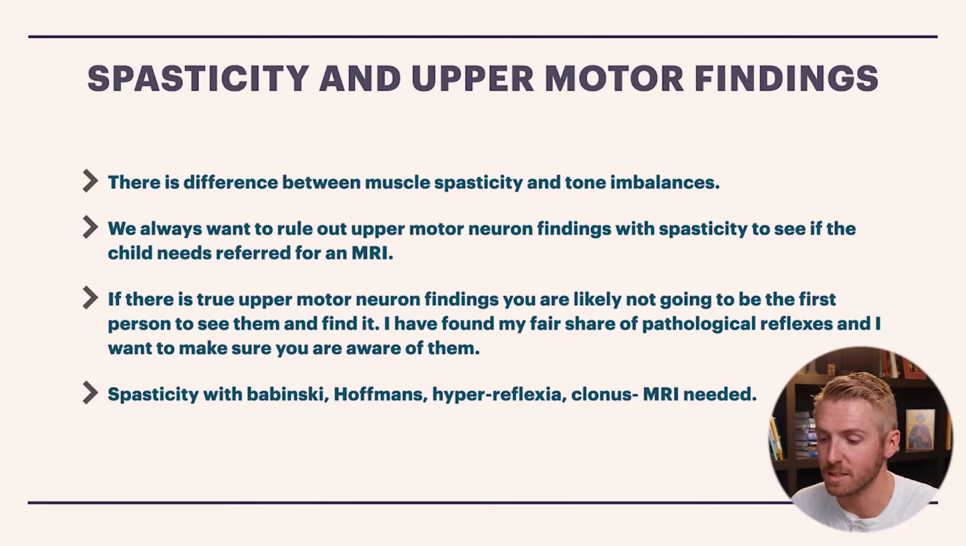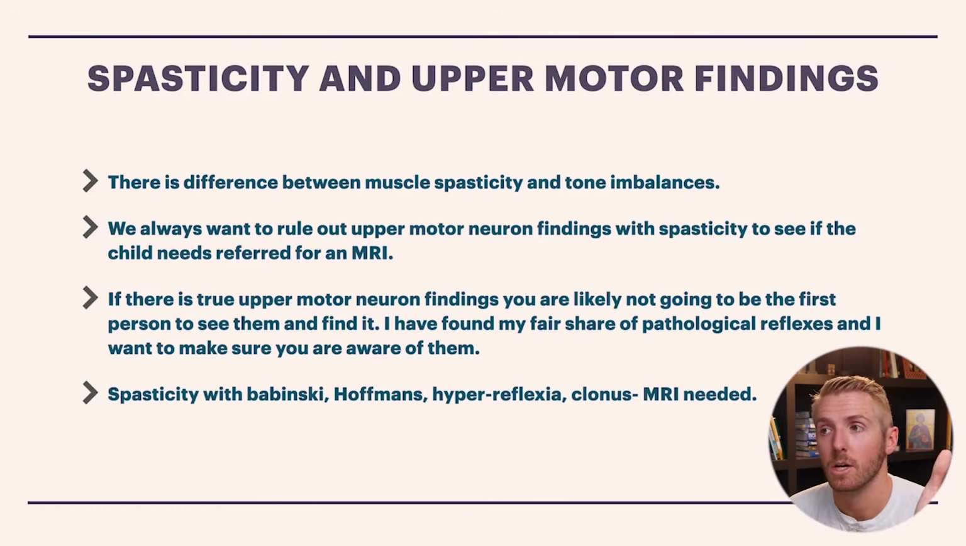So there's a difference between spasticity and tone imbalances. Spasticity is like a kid that had a stroke. Now they have spasticity and a lot of tightness, and that slow range of motion I just talked about, that reflexive movement technique, works great for helping normalize a lot of that range of motion, just FYI. But we always want to rule out upper motor neuron findings with spasticity, so the child can be referred for an MRI.